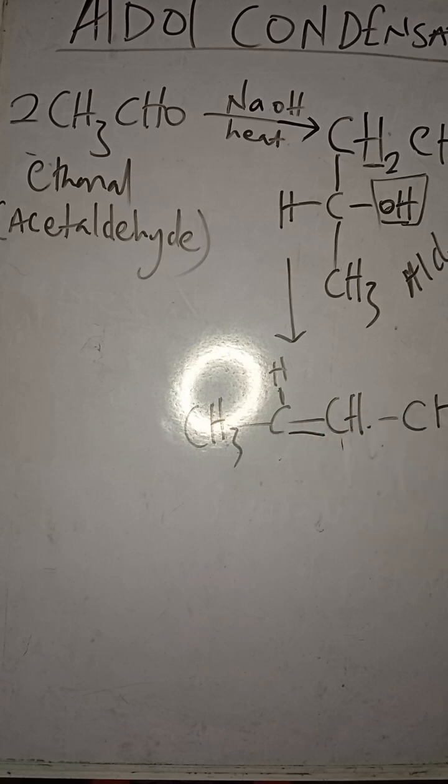So this is the aldol condensation product. That product is called an alpha beta unsaturated ketone or alpha beta unsaturated aldehyde, while an aldol is known as a beta hydroxy aldehyde or a beta hydroxy ketone. Usually an aldol is a beta hydroxy aldehyde. So those are the steps to carry out aldol condensation.